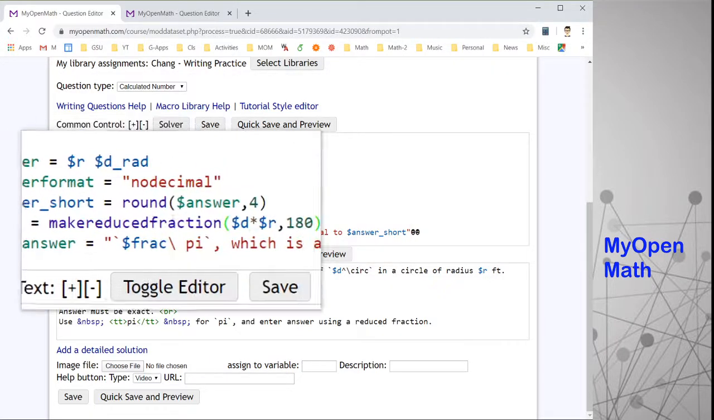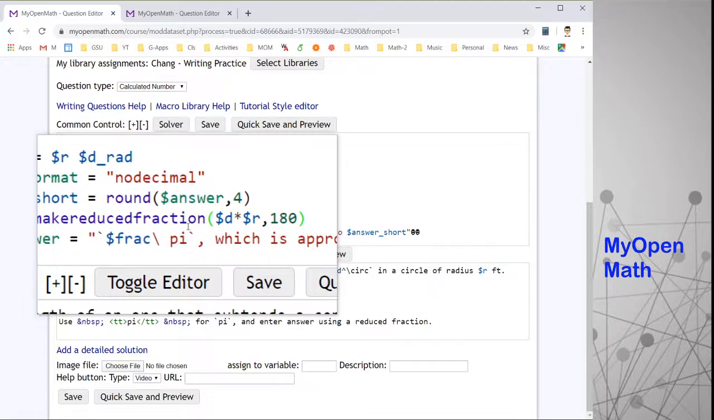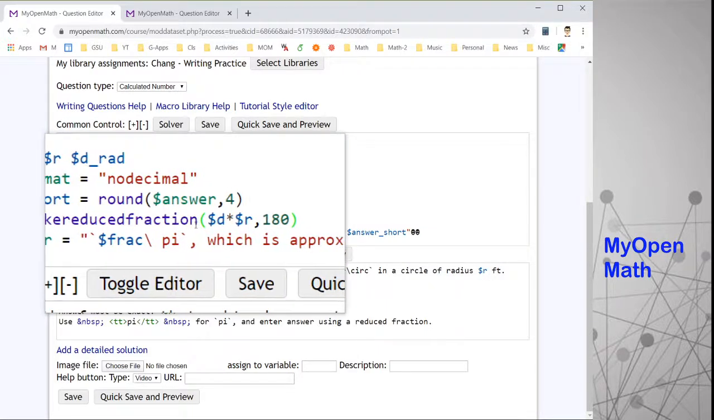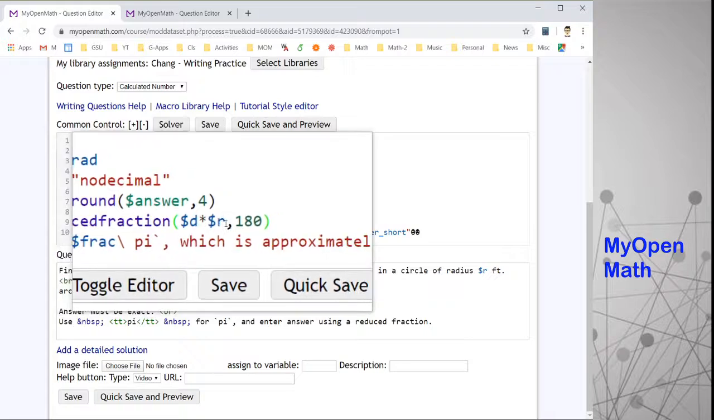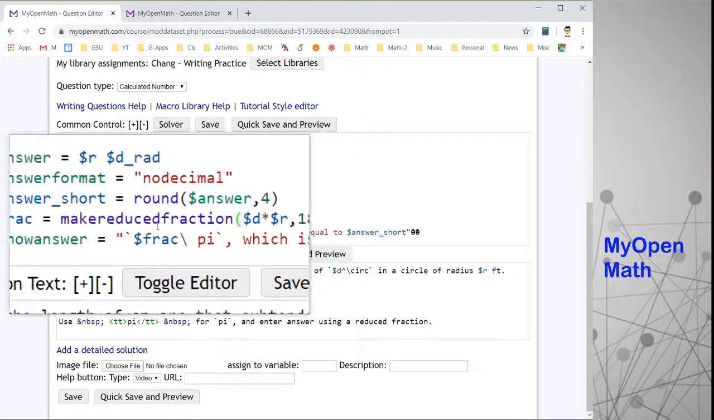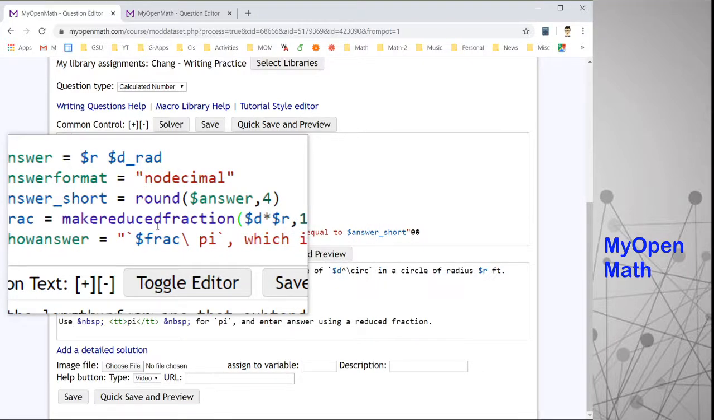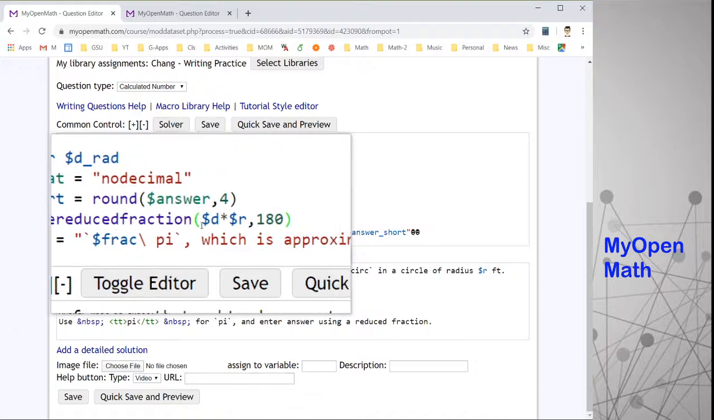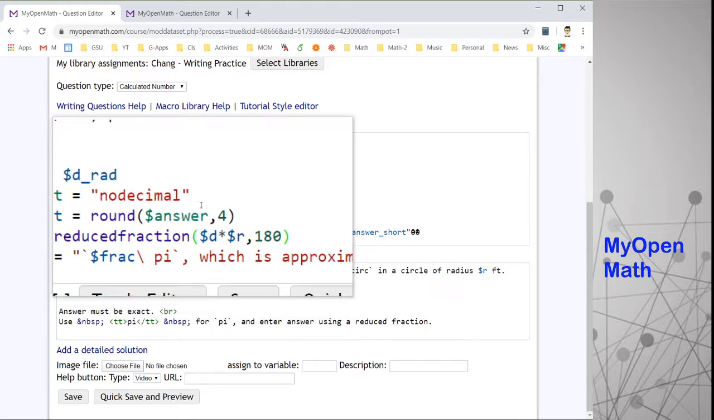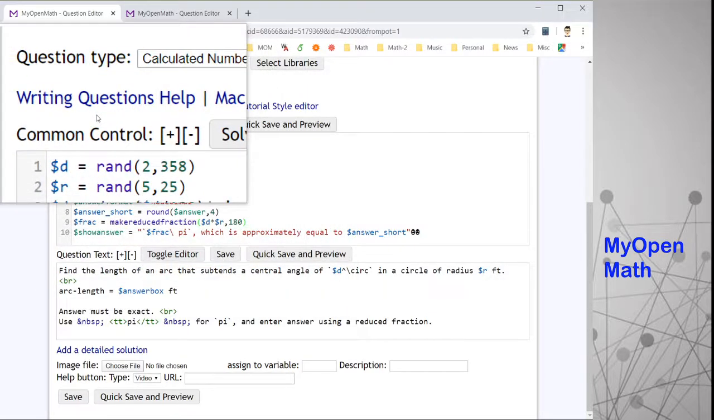So this is the part d times r. These are actual integers, so it's not going to be decimal mode. And 180 is in the denominator. If you type in this command, make reduced fraction, it'll generate the fraction with all the common factors canceled. And we can learn more about this type of thing.